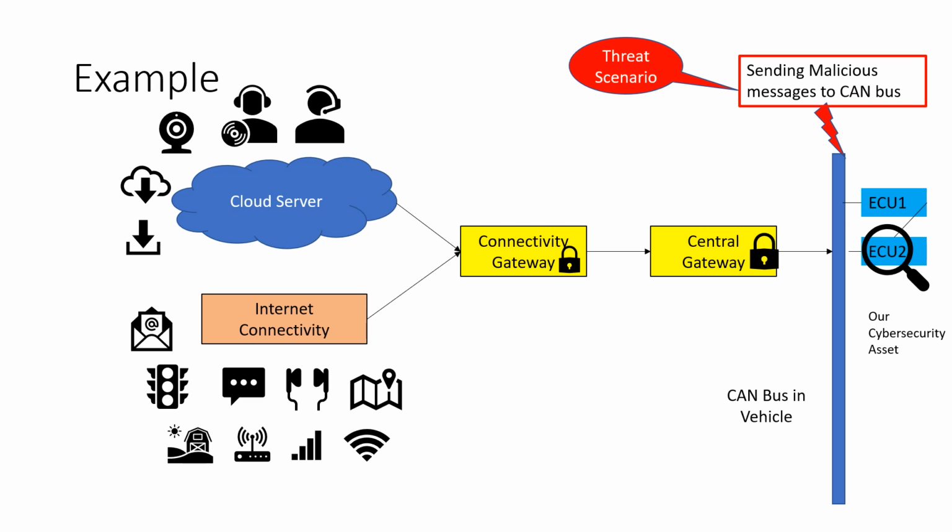How it is done by internet connectivity: if I take an example, by using Bluetooth or by using a fake navigation or GPS system or any other source, I can use this particular internet connectivity to hack the particular vehicle, and that too our particular asset. So this is an example.